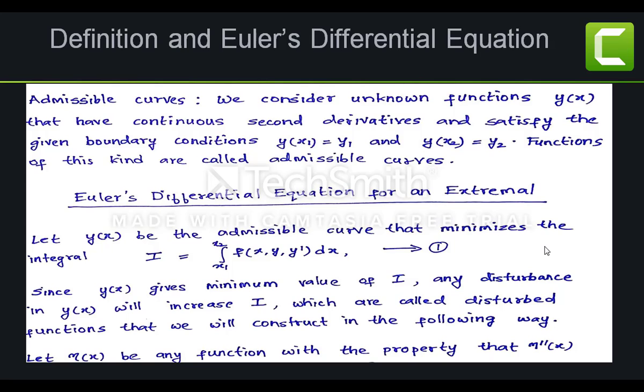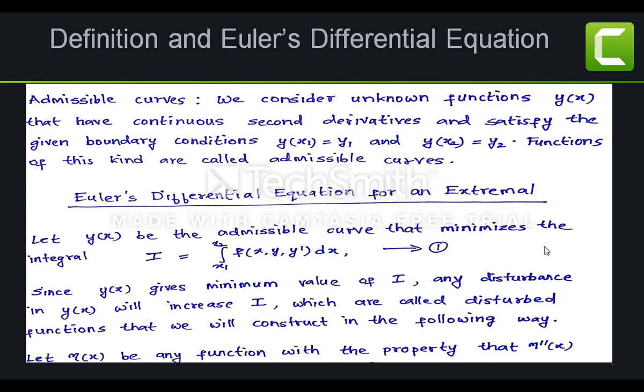So our aim is to minimize the integral I equal to integral x1 to x2 f of x, y, y dash dx. Mark it as equation number 1. So suppose that y of x is an admissible curve. Admissible curve means we can consider it as a solution, because it has second order continuous derivatives, and also it satisfies the boundary condition.